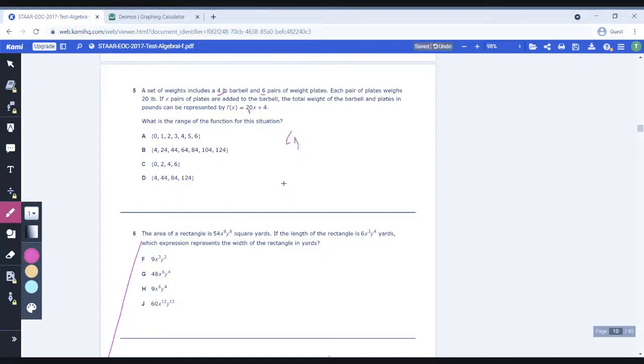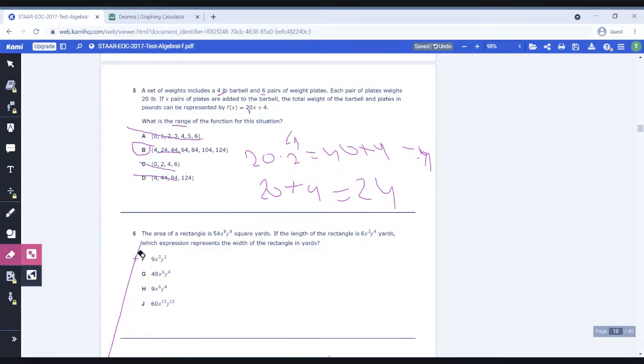So 20 plus 4 is 24, and we keep going, so we plug in 2. 20 times 2 is 40, plus 4 is 44. So as you can see, we got 24 and 44. This one best matches, so it would be B. It wouldn't be A, because they're asking for the range values, not the domain values. So it wouldn't be A or C or D. Let's erase this one.